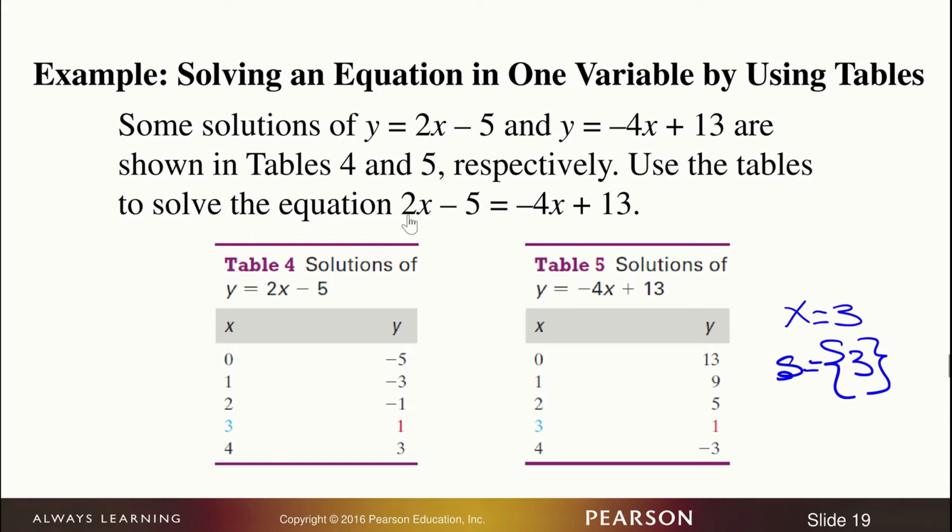Notice, of course, that's super easy to check. Plug in 3, you get 2 times 3 is 6, minus 5 is 1. Here you get negative 4 times 3 is negative 12, plus 13, that's also 1, right? So you can see how 3 is indeed a solution of this equation.